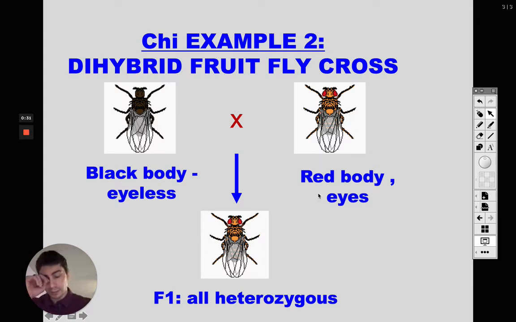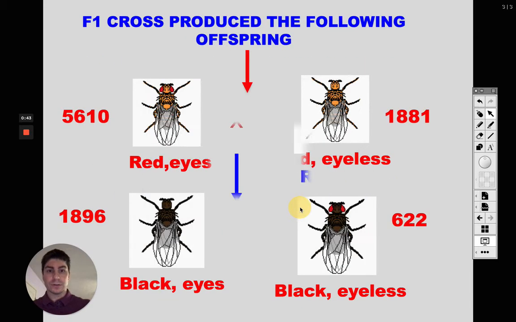Now, if you look here, we are mating a black body eyeless one with a red body that has eyes. When we mate them, all of the F1 generation has a red body and they have eyes. So this tells us that the red body is dominant and having eyes is also dominant, okay? After we mated the F1 generation, two of them that are red and have eyes, this was the numbers we got for the F2 generation.